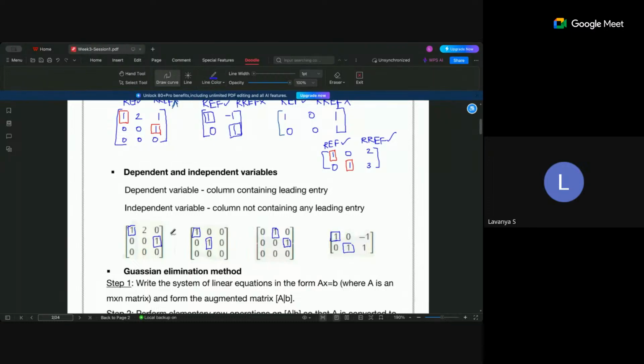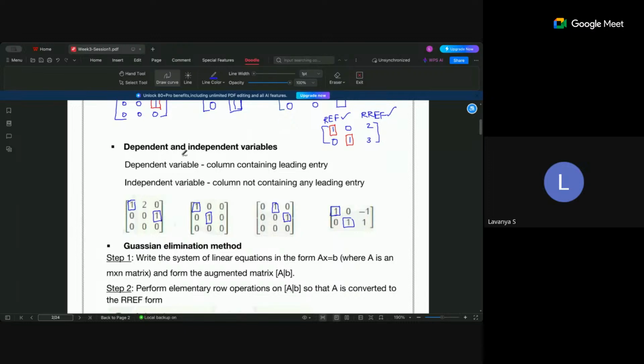Okay, so continuing. What are dependent and independent variables? What is a dependent variable? A column containing a leading entry. So this is the first column, second column, third column. Which columns contain the leading entry? First and third. Right. So x1 and x3 are the dependent variables, and the independent variable is the column that does not contain any leading entry. So here it is x2.